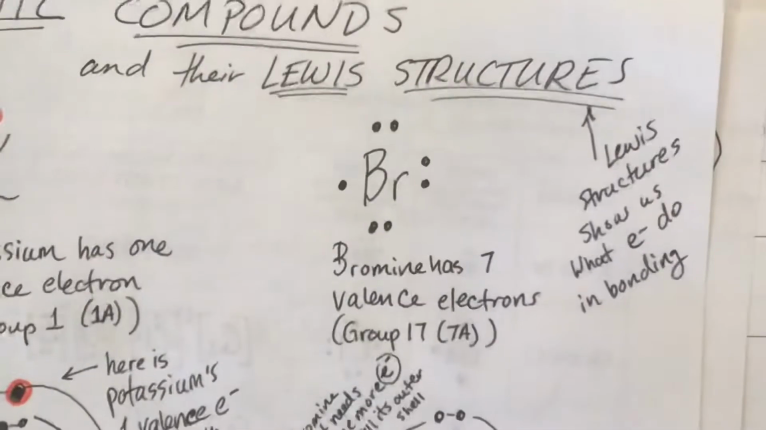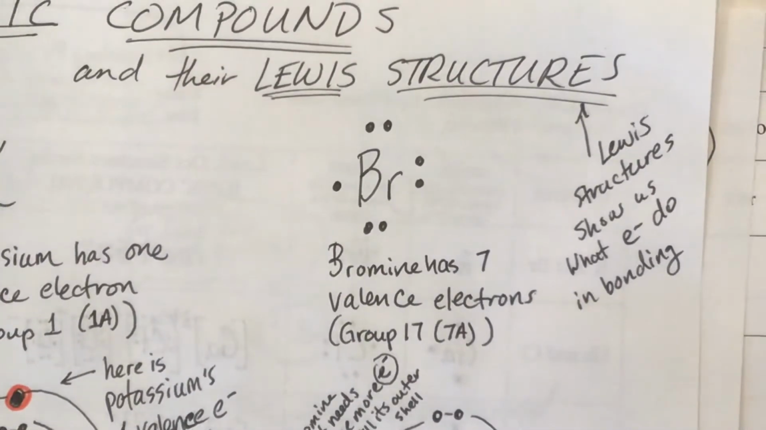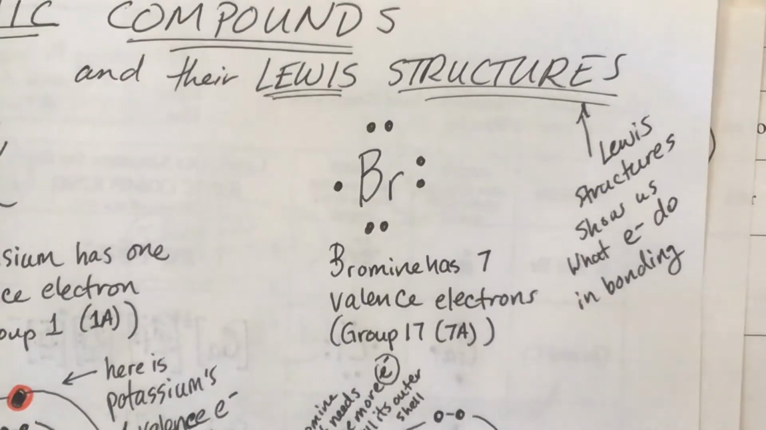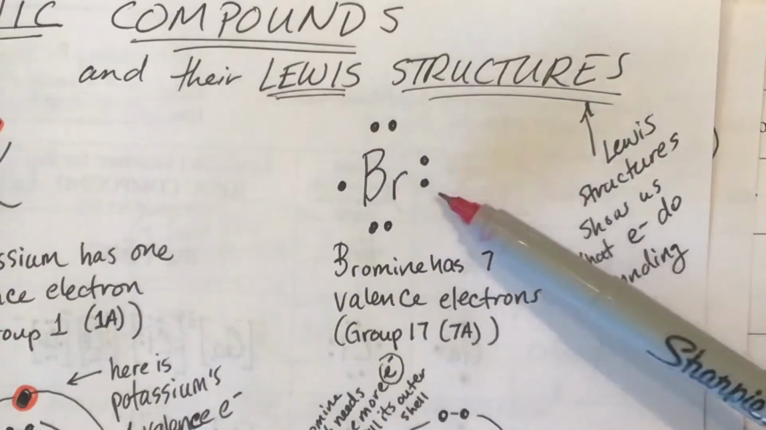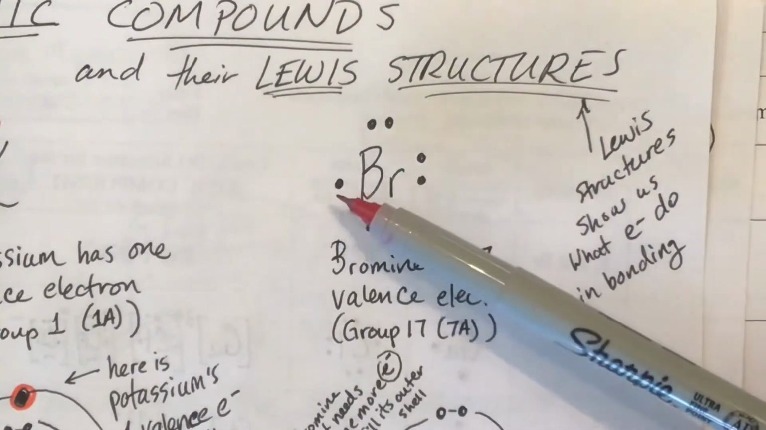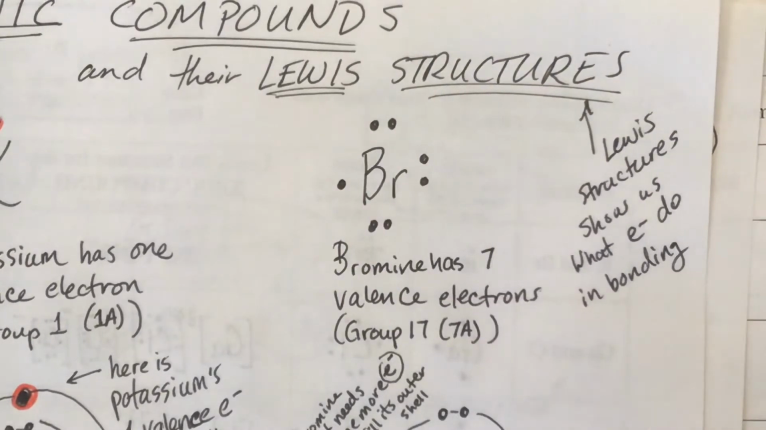Now let's look at bromine. Bromine has 7 valence electrons. We know this because it's in group 17 or 7A. And there are our 7 valence electrons. Notice we've got 3 pairs, and there's 1 lone electron right there.